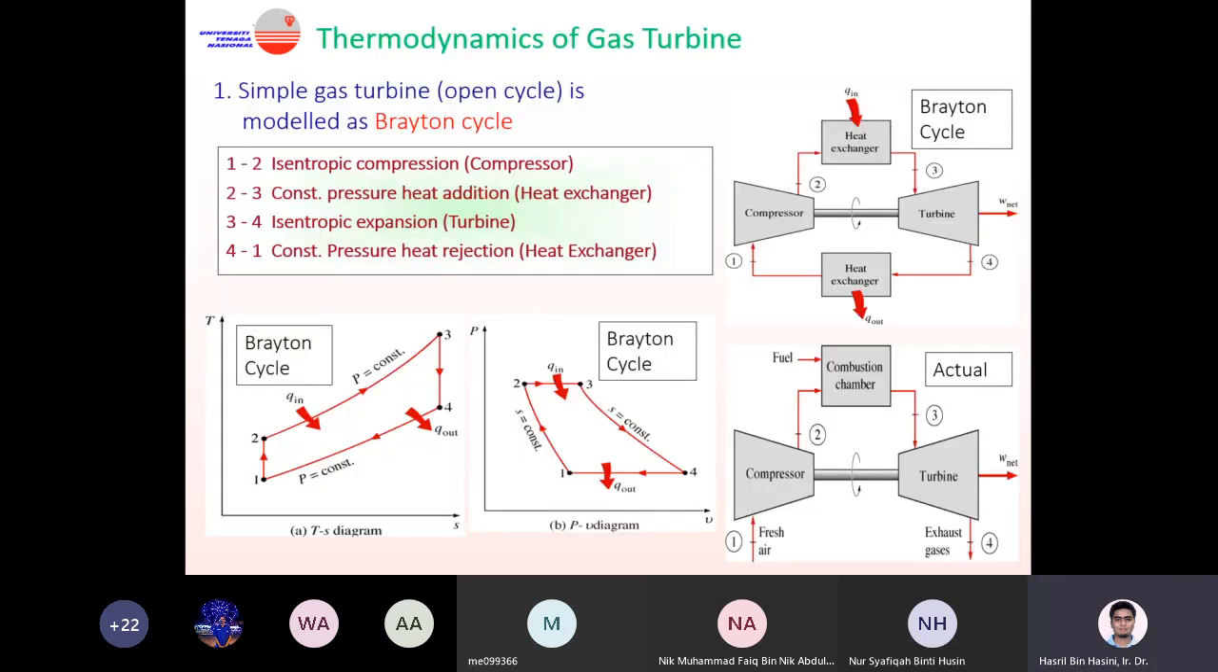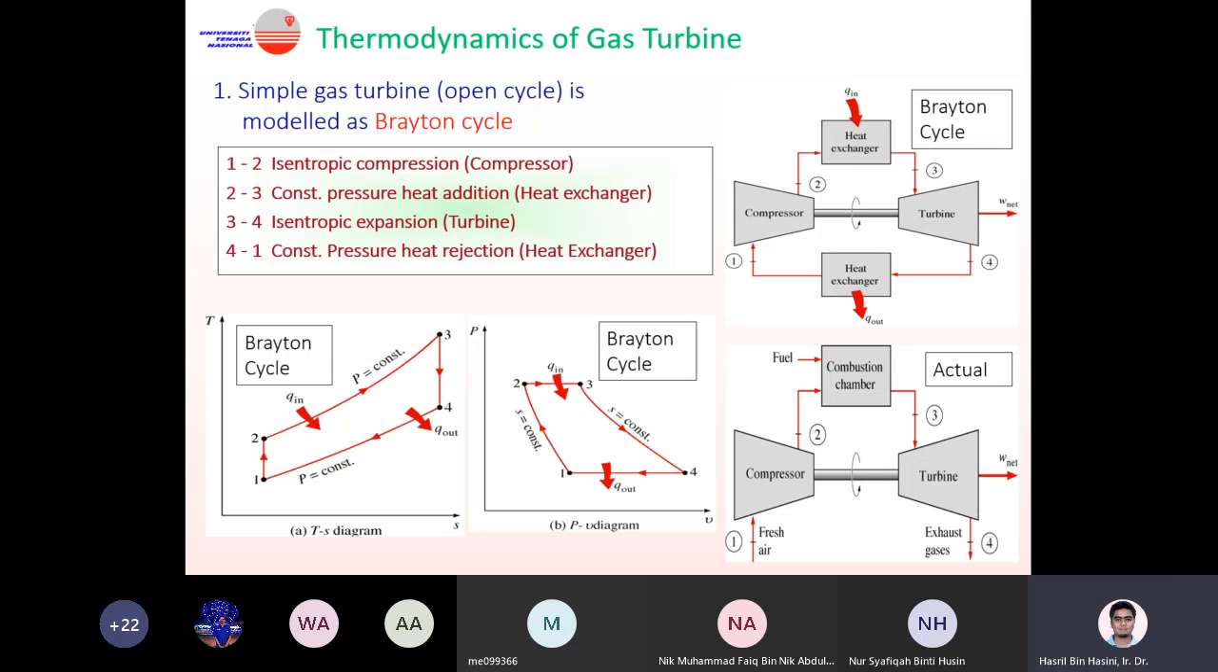In terms of the thermodynamics of gas turbine, I think this is a repetition from the Brayton cycle that we have done back in thermodynamics too. But it is important for you to know what are the processes that make up the Brayton cycle. Remember, Brayton cycle is a cycle that we use to model our gas turbine system.